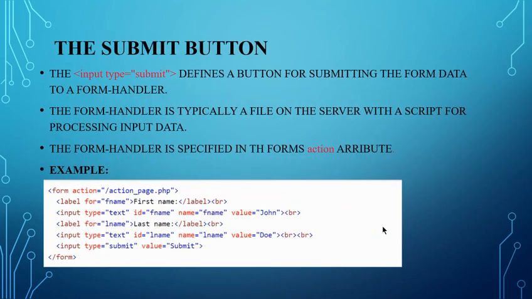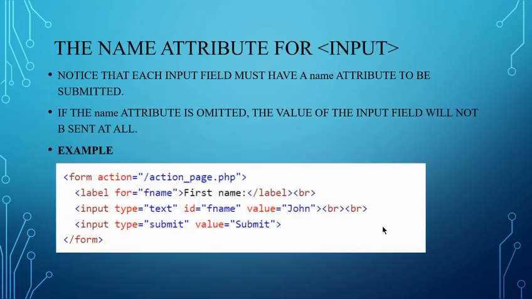The submit button. The input type equals submit will define a button for submitting the form data to a form handler. The form handler is typically a file on the server with a script for processing input data. The form handler is specified in the form's action attribute. And here is a small code for a submit button.